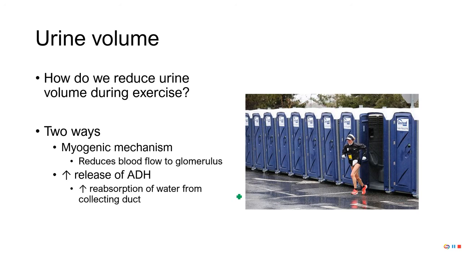Well, if we increase blood pressure, what happens in the kidneys, specifically in the glomerulus, is that the afferent arteriole, which is the vessel that leads into the glomerulus, will constrict. This reduces blood flow into the glomerulus, which means less blood will get into the nephron, which means less fluid will be converted into urine. We also release more ADH. And so that allows us to pull as much water out of the collecting duct as possible. Therefore, we're minimizing the amount of urine that we're producing during exercise.